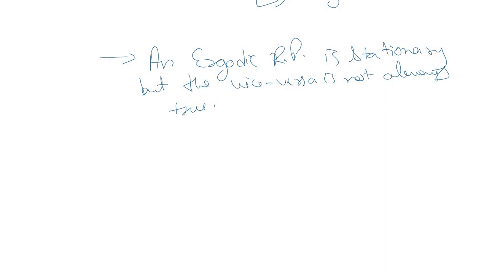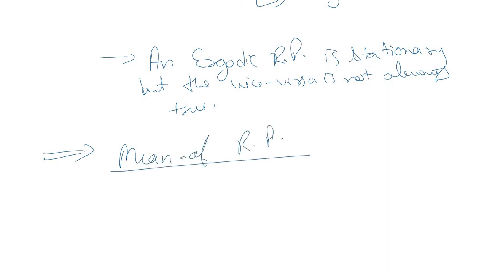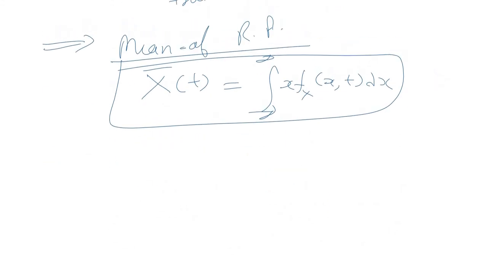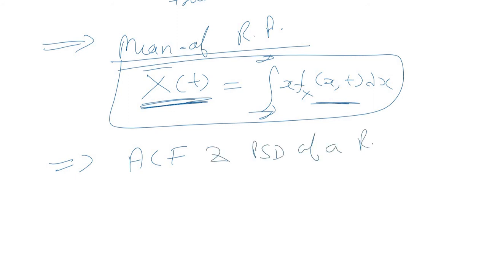Now let us have a look at some of the statistical characteristics of a random process. First is the mean of a random process. It is represented by x hat(t) equal to the integral of x f_x(t) dx. It is quite similar to the mean of a random variable, but here we are using the time domain representations everywhere. Next we have the autocorrelation function and the power spectral density of a random process.